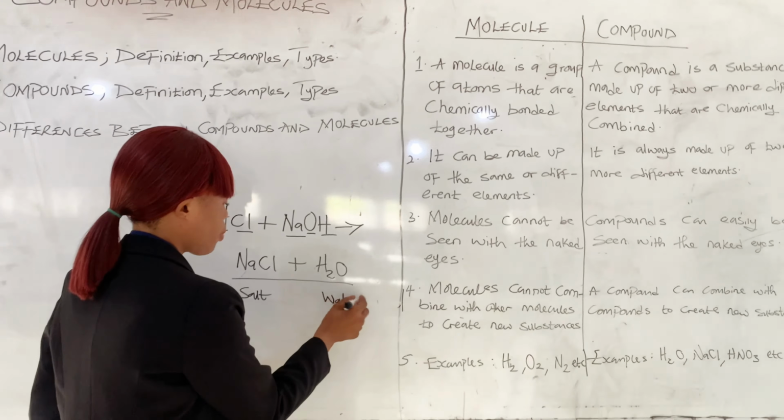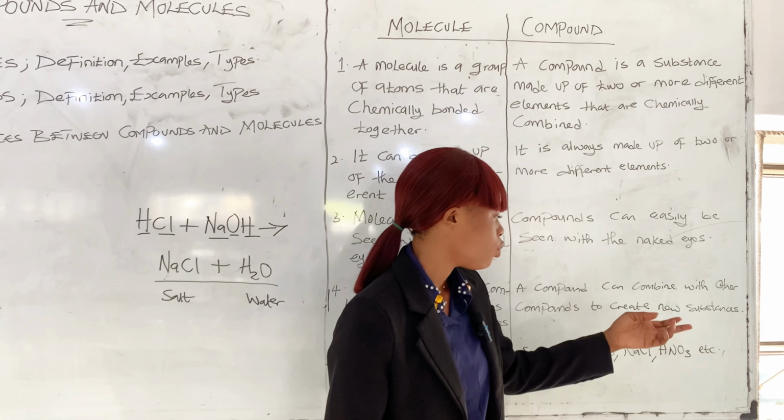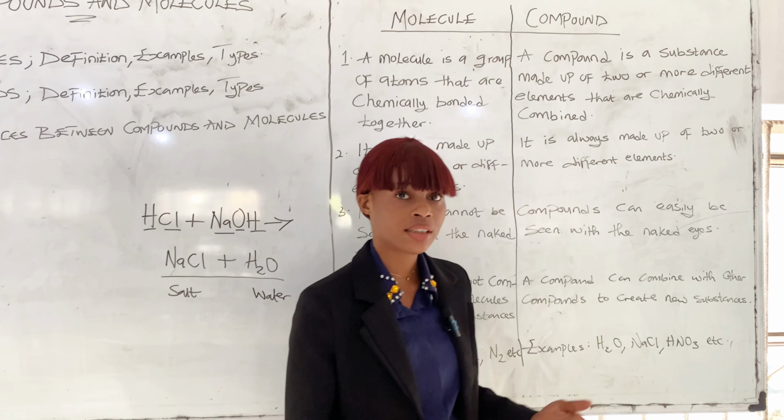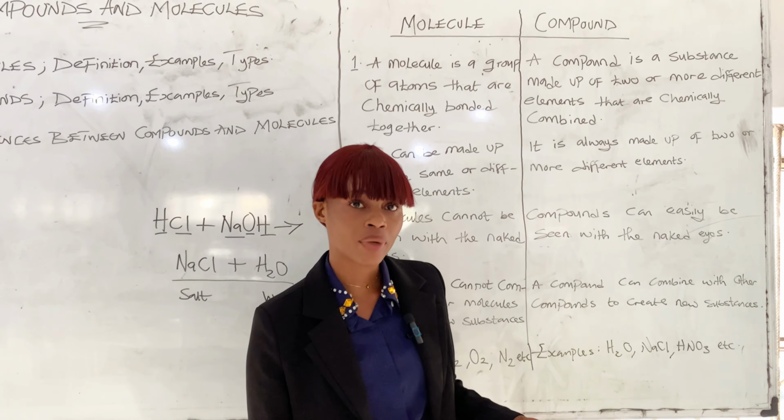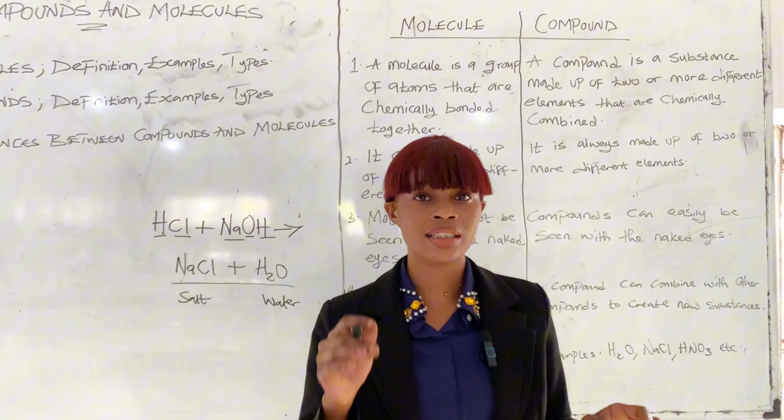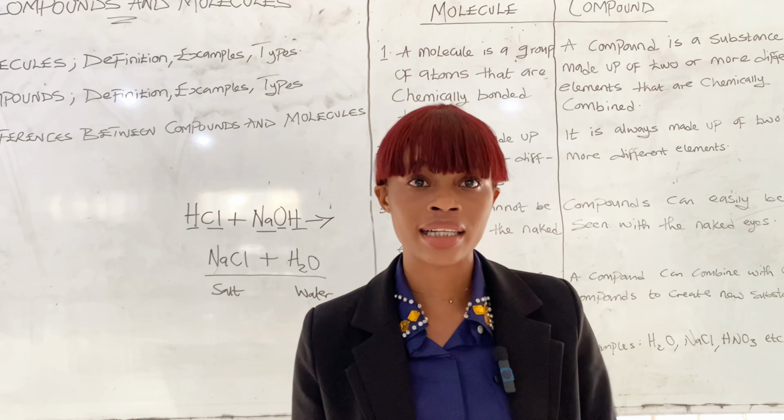And then lastly, we have examples of molecules. Like I gave you before, we have hydrogen molecule, oxygen molecule, nitrogen molecule. Molecules exist as gas. So when you hear hydrogen molecule, we're talking about a gas. When you hear oxygen molecule, we're talking about a gas, and so on. And for your compounds, like I just gave, we have water, NaCl (sodium chloride), HNO3, etc. So these are examples of compounds. I hope we have been able to understand the difference between a molecule and a compound.